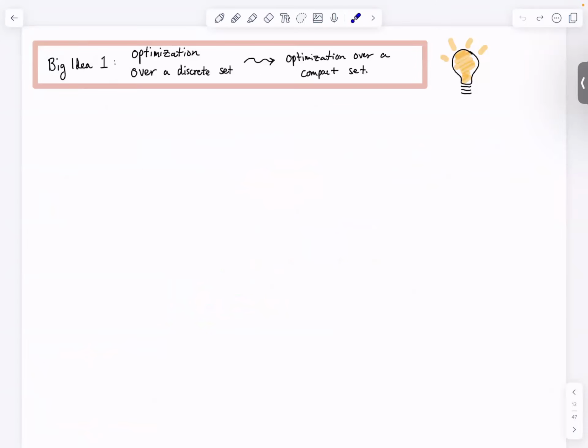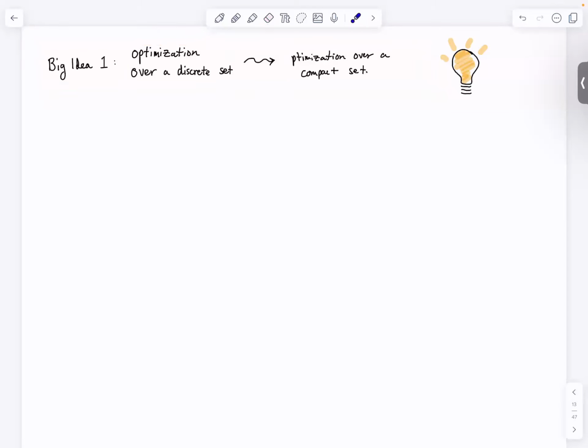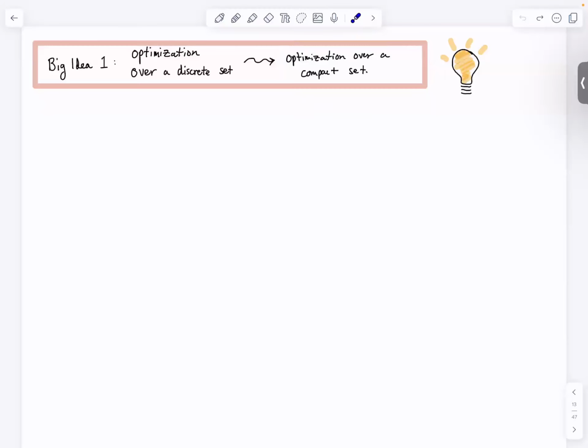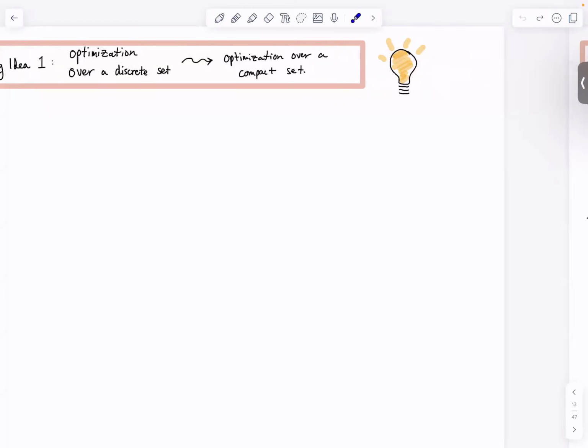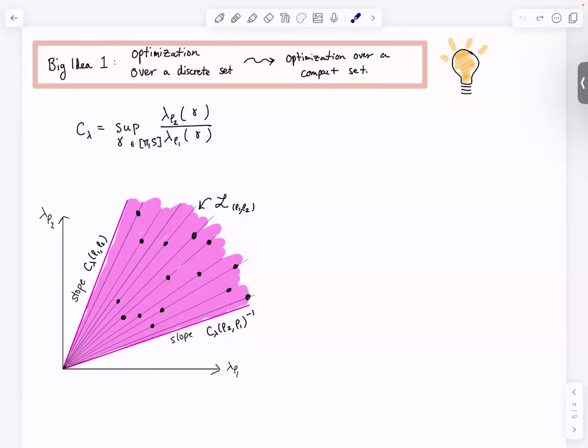And that brings me to big idea number one. I'm trying to fit into the theme of the conference here. So this is a big idea that maybe it's a bit of a stretch. It's not a new idea at all, but vaguely, if you're trying to optimize over some discrete set, well, that's pretty hard to do. It's often easier to optimize over a compact set, right? Compact is good for optimization problems. So we have an optimization problem over a discrete set. It's find the supremum of these length ratios, like plot all these points and find the steepest slope.